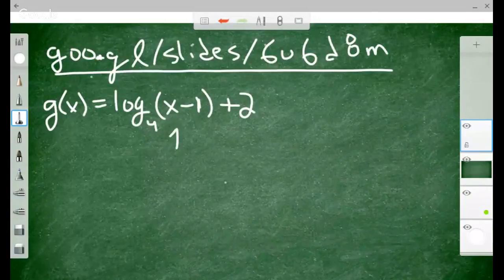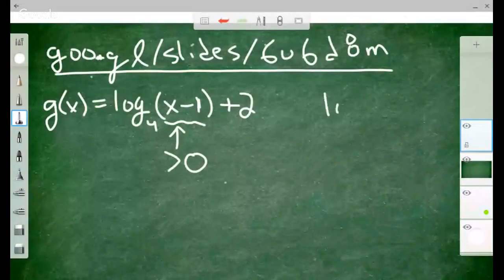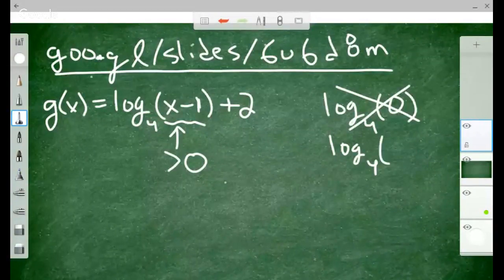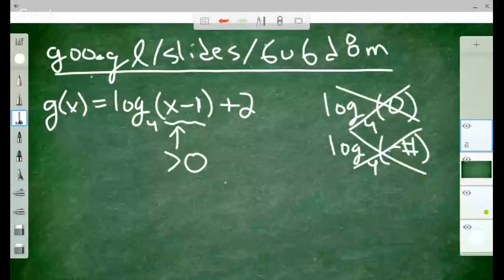this part here, right? If I'm looking at a logarithm, regardless of what the base is, in this case the base is 4, I know that this piece here has to be greater than 0. In other words, I can't do log base 4 of 0. Log base 4 of 0 is undefined. Similarly, I can't do log base 4 of any negative number. Those are also undefined. So it strictly has to be greater than 0.